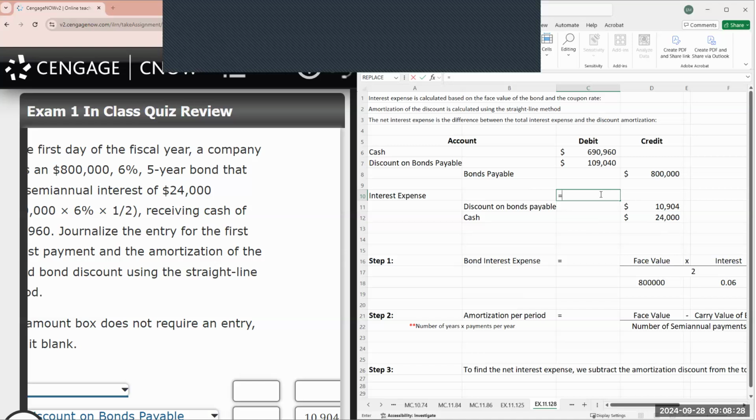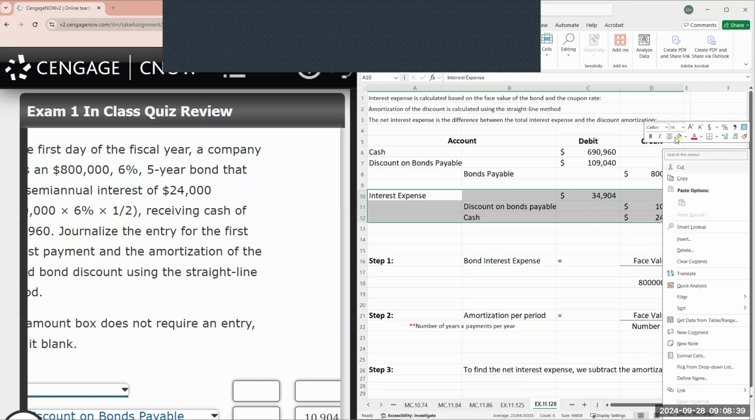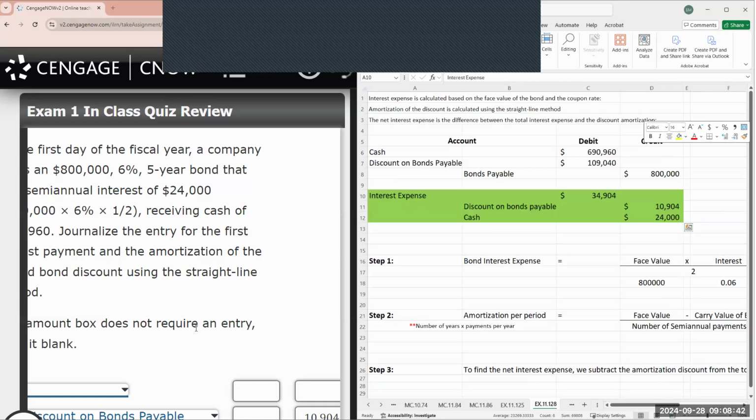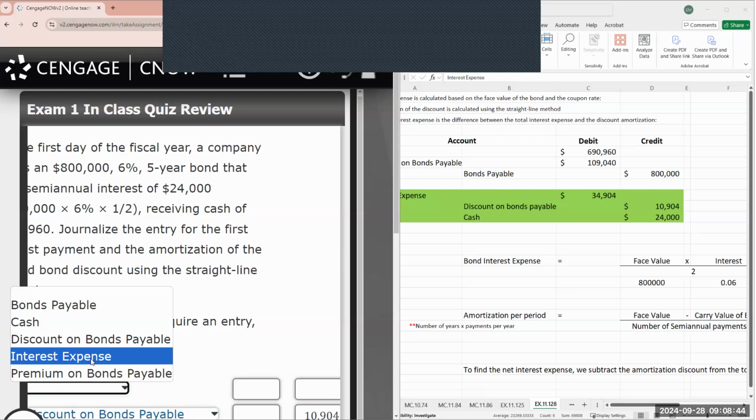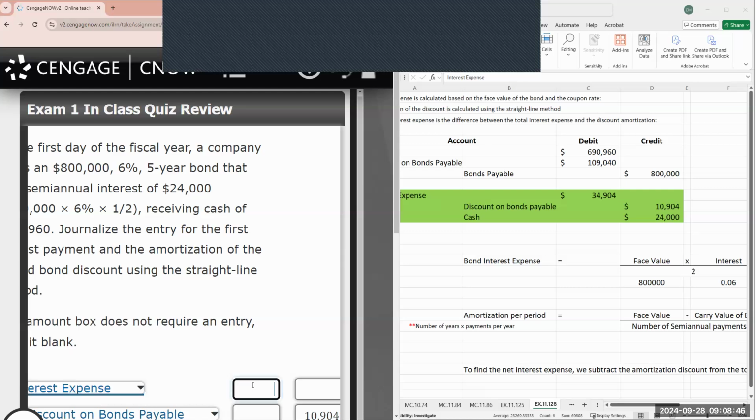So in order to determine our interest expense, we add the cash paid plus the amortization of the discount. So therefore, the interest expense is $34,904. So this represents our journal entry to record. We debit the interest expense for the total amount, $34,904.